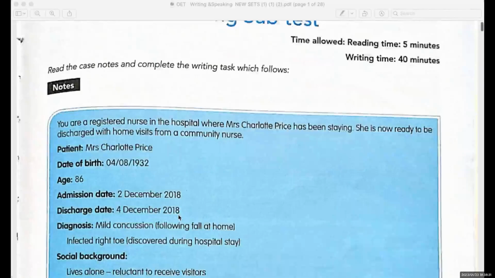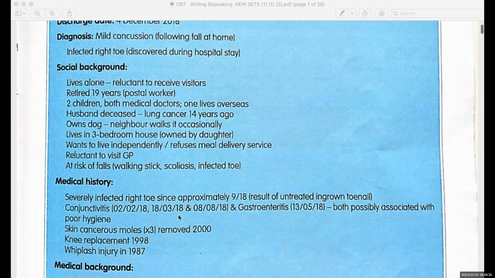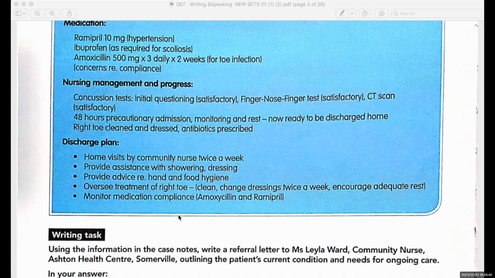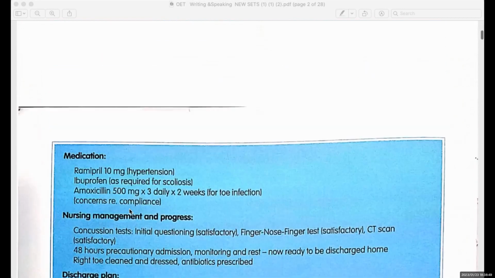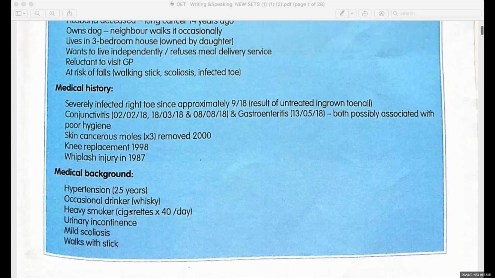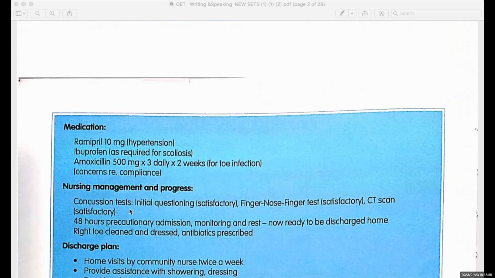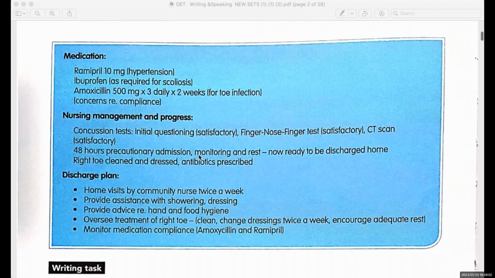So basically, introduction, I've already told you what the introduction is. Then the second paragraph is going to be either a social background if you go road number A, or a nursing management progress road number B, or if you want to go by helicopter, that's going to be road number C. And then the discharge plan has its own paragraph, and after that we have medical history, medical background, and medication merged as one paragraph. That is going to be another paragraph. So let's see how you do it. I've given you the hint.